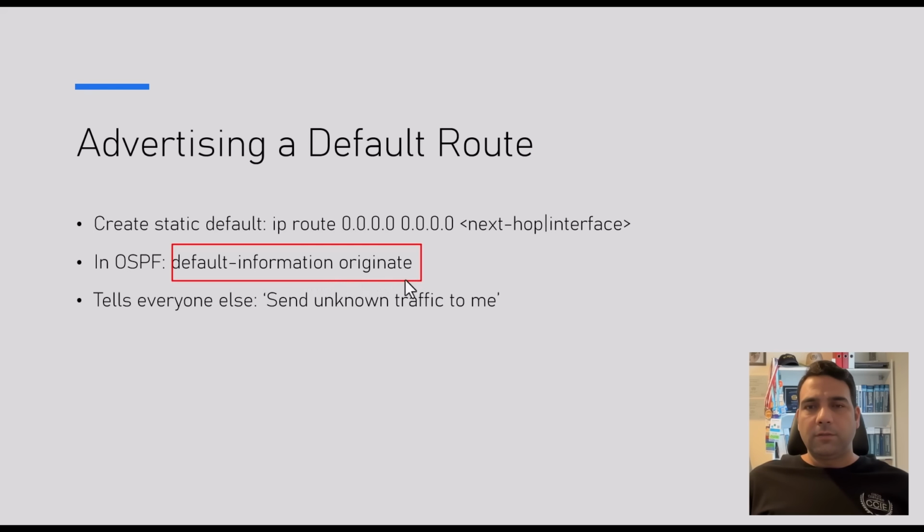Advertising the default route, we just did this using default-information originate. The only specific requirement is that 0.0.0.0 should be in the routing table. Otherwise, you should specify always in the end. And it says send unknown traffic to me. Although we didn't have 192.168.100 or 8.8.8.8 in router 1's routing table, we just knew that we should send everything to 0.0.0.0's destination, the one that advertised this to us.